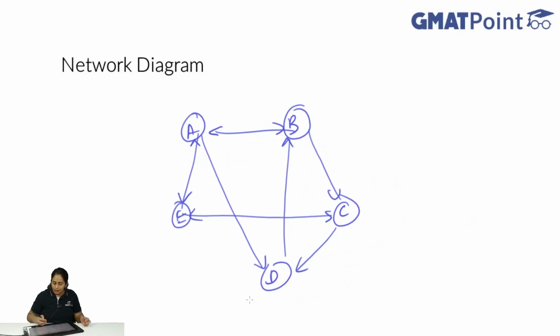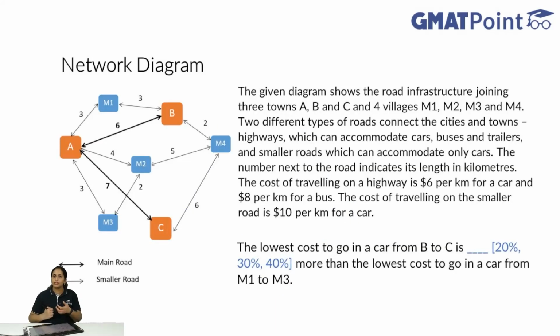I'll show you an example of a network diagram and we'll solve it so that you get a better understanding of what a network diagram is. So consider the following network diagram. It is told to us that the given diagram shows the road infrastructure joining 3 towns A, B and C, and 4 villages M1, M2, M3 and M4. 2 different types of roads connect the cities and towns: highways which can accommodate cars, buses and trailers, and smaller roads which can accommodate only cars. So the thinner ones are smaller roads.